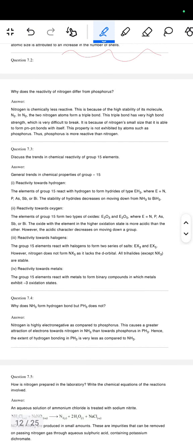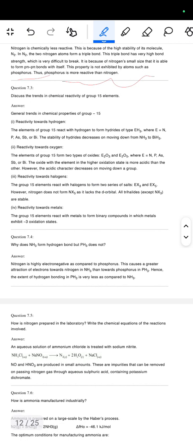Next है कि why does the reactivity of nitrogen differ from phosphorus? So nitrogen is chemically less reactive. This is because of the high stability of its molecule N2. In N2, the 2 nitrogen atoms form a triple bond. This triple bond has a very high bond strength, which is very difficult to break. It is because of nitrogen's small size that it is able to form p-pi bonds with itself. This property is not exhibited by atoms such as phosphorus. Thus phosphorus is more reactive than nitrogen.